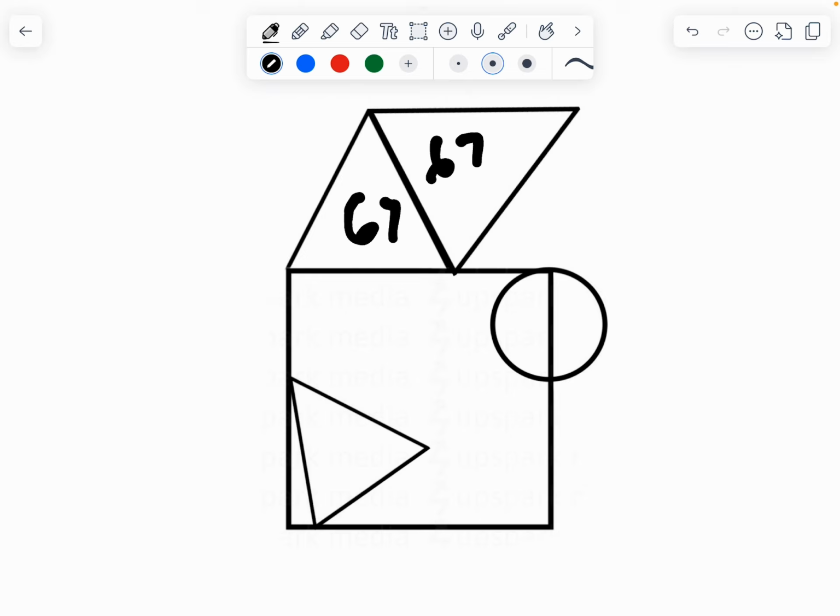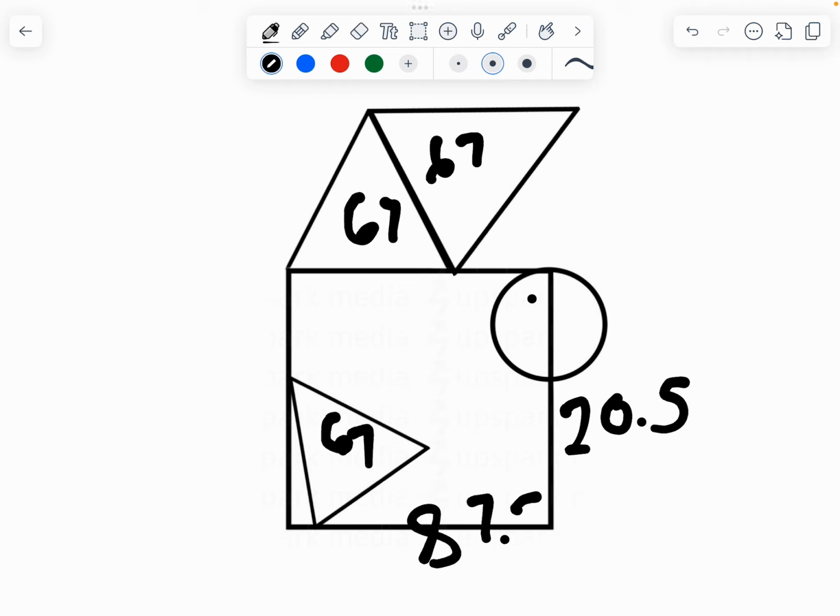So we know that a circle equals 41 degrees. So we're gonna do 41 divided by 2, which will give us 20.5, which is in this part. And we know this is 67 degrees. So we're gonna add 67 to 20.5, and we're gonna get 87.5.